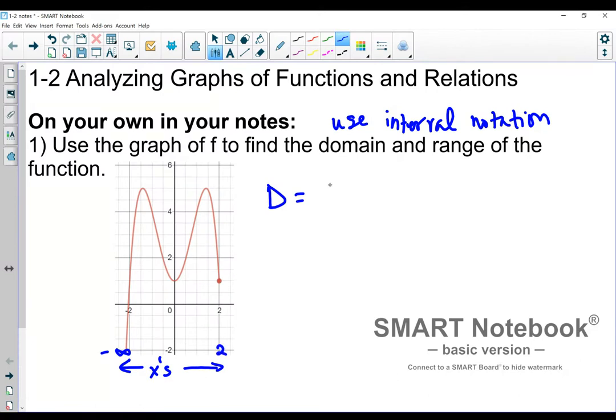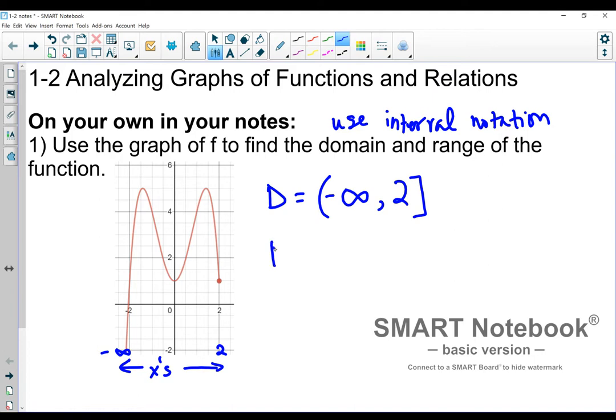And so my domain would be a soft parenthesis at negative infinity. Infinity and negative infinity are always soft. They're unbounded. You can't actually reach infinity. And on the right, because the 2 is a filled in circle, it can actually equal 2. So I would have a hard parenthesis or a bracket.